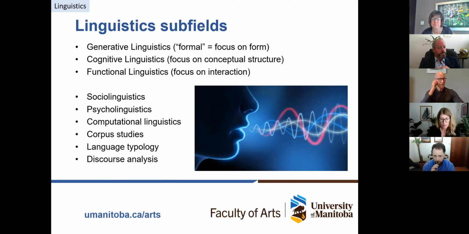And there's language typology, which looks at a certain structure or construction in language across many, many languages. Discourse analysis is another subfield where we look at, say, recorded conversations or narratives or something like that, and look at the structure of language within those particular kinds of events.